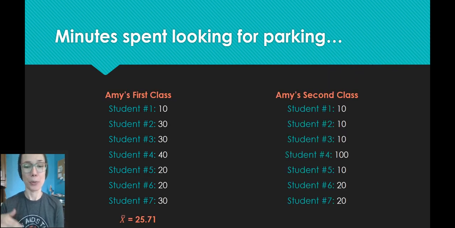Okay, so we're going to get into calculating those measures of variability, but I first want to point out, why does this matter? Why do we need to know measures of variability in order to do statistics, in order to understand statistics? So here's an example. We did these calculations just a second ago on the previous slide. We calculated that the average time spent looking for parking in this class of 7 students that I asked was 25 minutes and 0.71, whatever that means in terms of 0.71 of an hour or 0.71 of a minute.